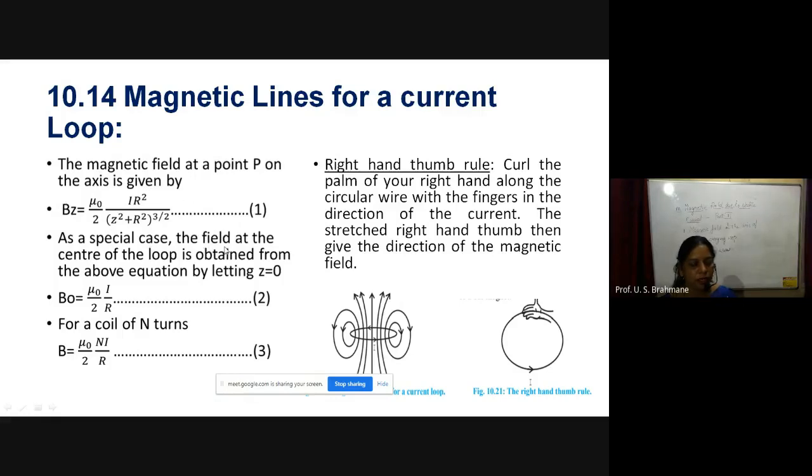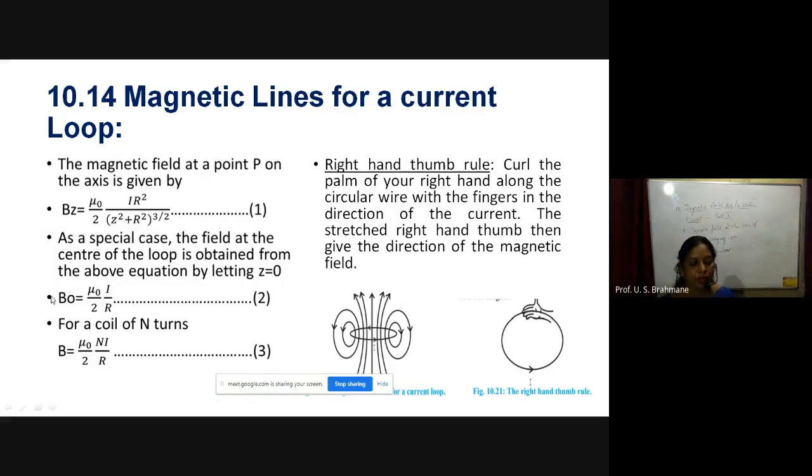As a special case, the field at the center of the loop is obtained from the above equation by letting z equal to 0. So for the central one, z is equal to 0. Then at the center of the loop it becomes B0. So B0 equal to mu 0 upon 2, because z becomes 0, this is 0 term, then this is r square. So the 2 will get cancelled, it becomes r cube, and r square upon r cube becomes 1 upon r. So B0 equal to mu 0 upon 2 I upon r. This equation is nothing but the magnetic field at the center of the loop.